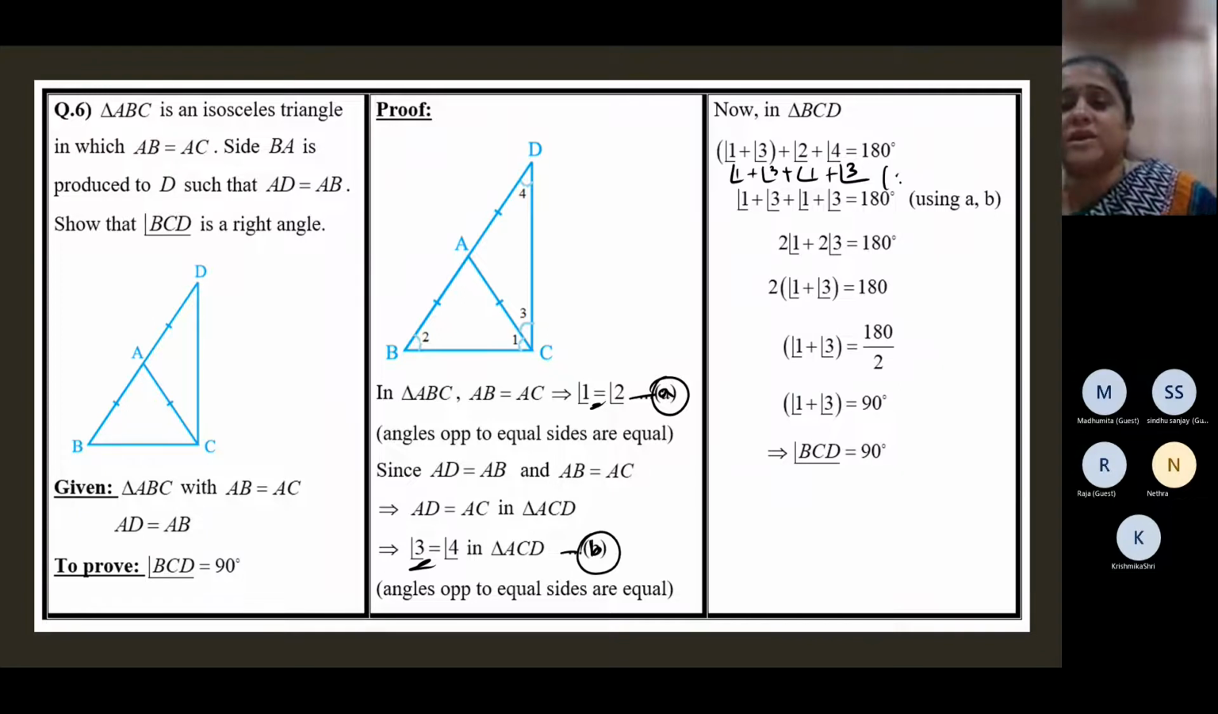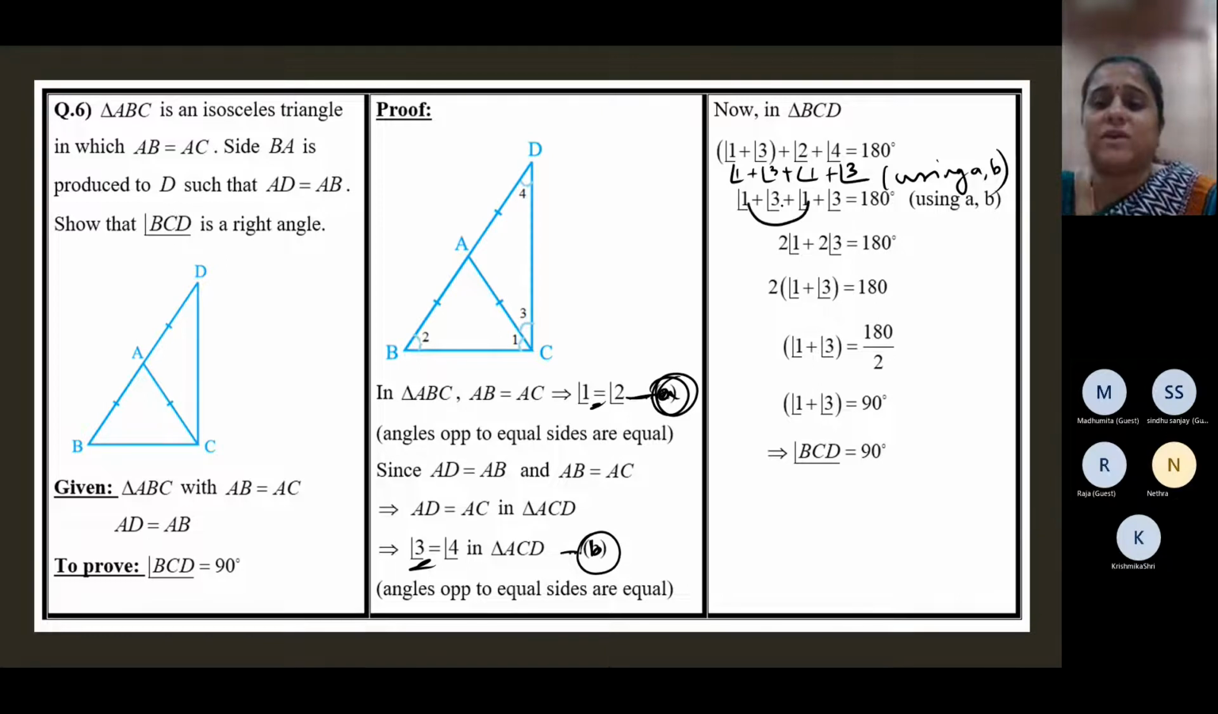And here you will say using A and B. Like that we write using A and B. As soon as you wrote angle 1 is equal to 2, you cannot write A here. How do we know? So at this point, when you write 1 plus 3 plus, you're replacing 2 with 1 and 4 with 3, you mark it as A and B, and then here you say using A and B.